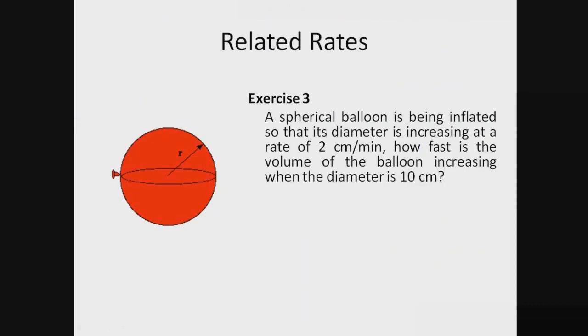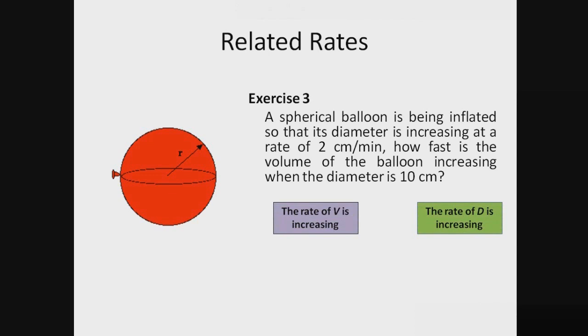Next is exercise 3. A spherical balloon is being inflated so that its diameter is increasing at a rate of 2 cm per minute. How fast is the volume of the balloon increasing when the diameter is 10 cm? Now we have two related variables here, which is V and d. The rate of volume is increasing as the rate of diameter is also increasing. So now we have dd over dt is equal to 2. And now we are looking to find dV over dt when the diameter is 10 centimeter.